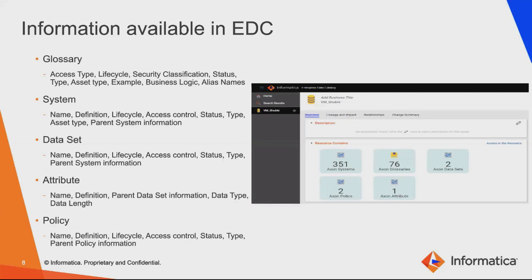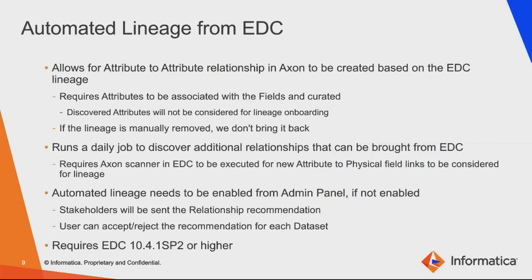And the list on the left basically gives you the kind of information that will be available from Axon into EDC as part of this updated scanner. So as you can see, we are not only showing more information from EDC into Axon, we are also making enough information available from Axon into EDC as part of Axon 7.1. Some parts will be available in EDC 10.4.1 service pack 2, and some will follow up in EDC 10.5. So that is the first bucket.